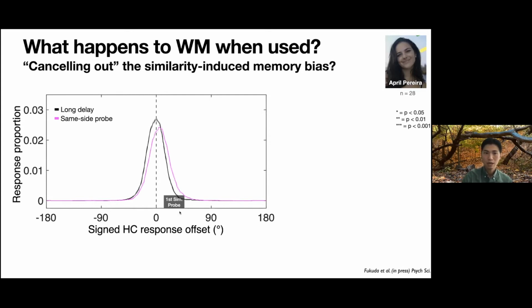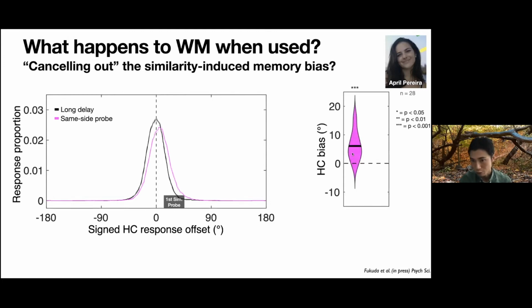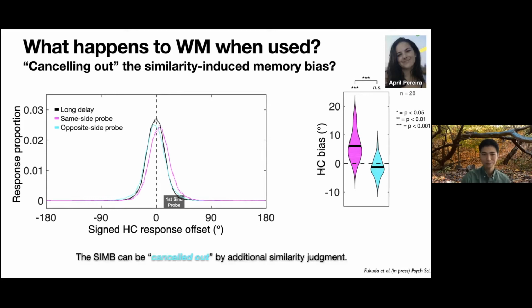Interestingly, when we have people go through the opposite side probe, sorry, I forgot to show you the magnitude of the bias there. Interestingly, when participants judged the opposing side of the probe to be similar, we were successful at canceling out that bias. So what this shows is that, yes, the similarity-induced memory bias can be canceled out by additional similarity judgment, by biasing the memory in the opposite direction.